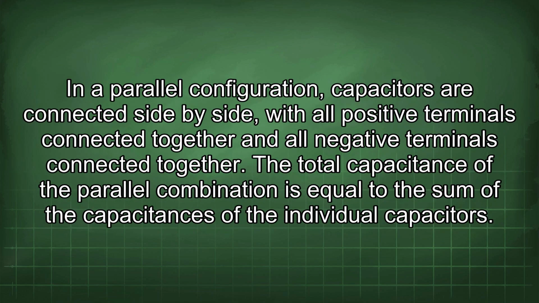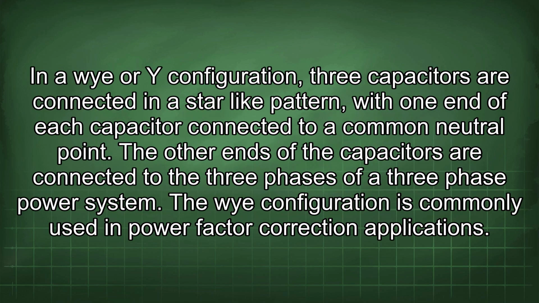In a parallel configuration, capacitors are connected side by side, with all positive terminals connected together and all negative terminals connected together. The total capacitance of the parallel combination is equal to the sum of the capacitances of the individual capacitors. In a Y-Y configuration, 3 capacitors are connected in a star-like pattern, with one end of each capacitor connected to a common neutral point. The other ends of the capacitors are connected to the 3 phases of a 3-phase power system. The Y configuration is commonly used in power factor correction applications.